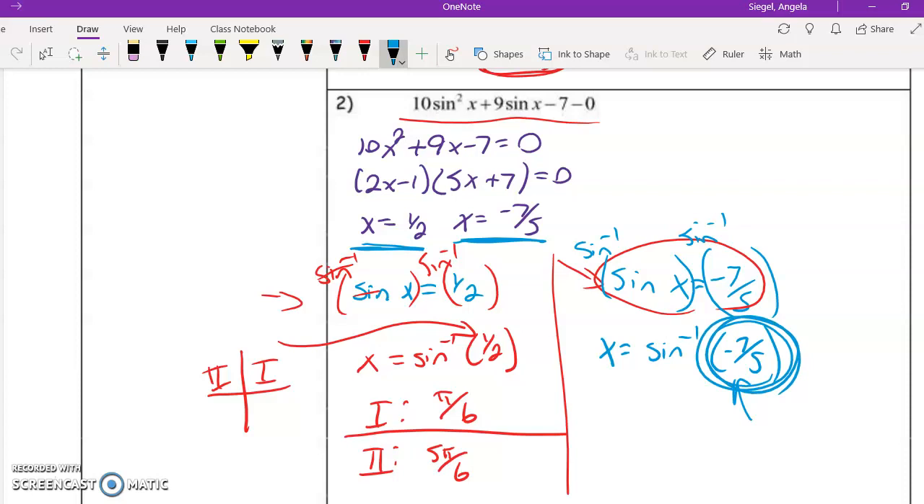This is greater than 1. So remember, I don't care about this sign. Just 7 over 5, that's bigger than 1, and sine can't be that. So it's no solution. So be on the lookout for that.